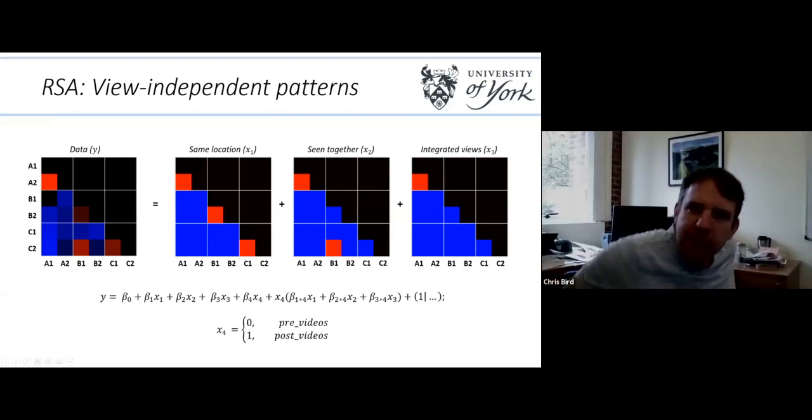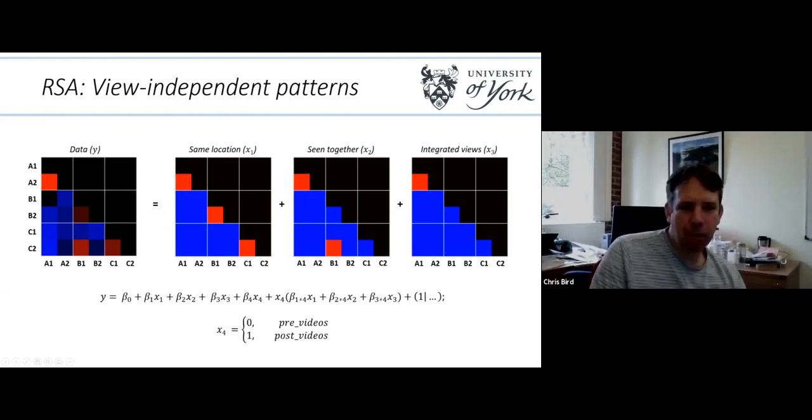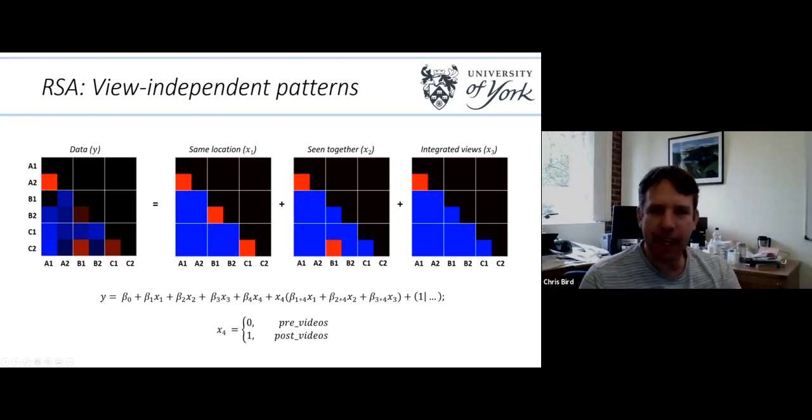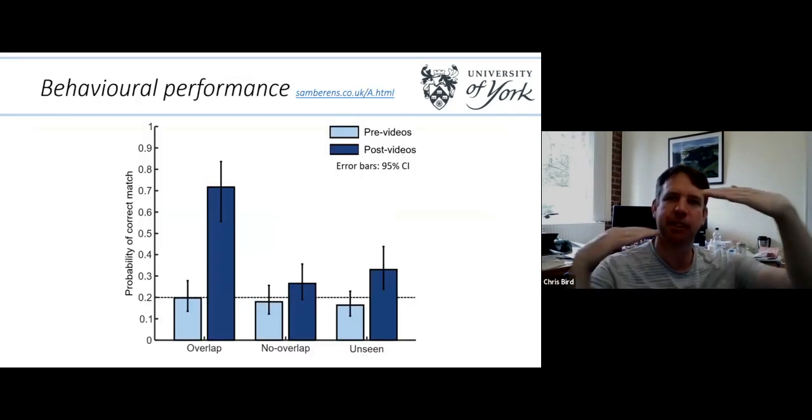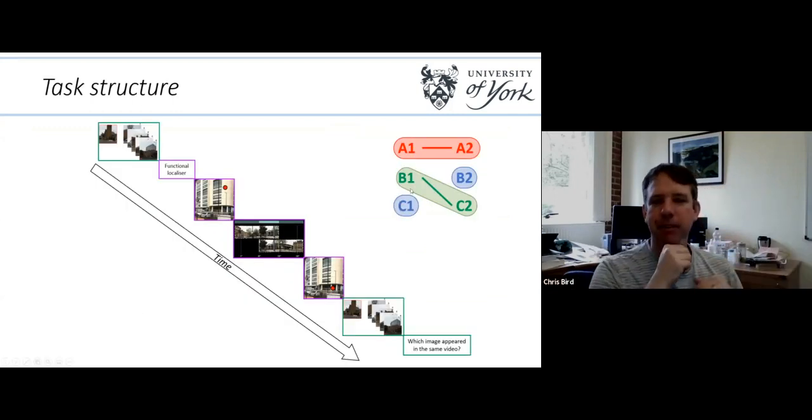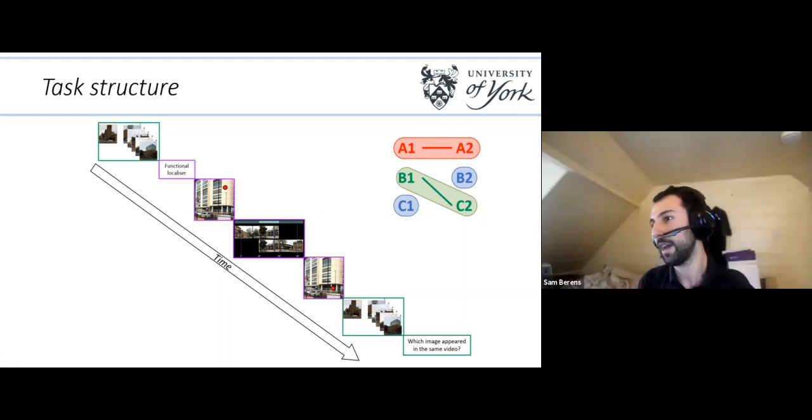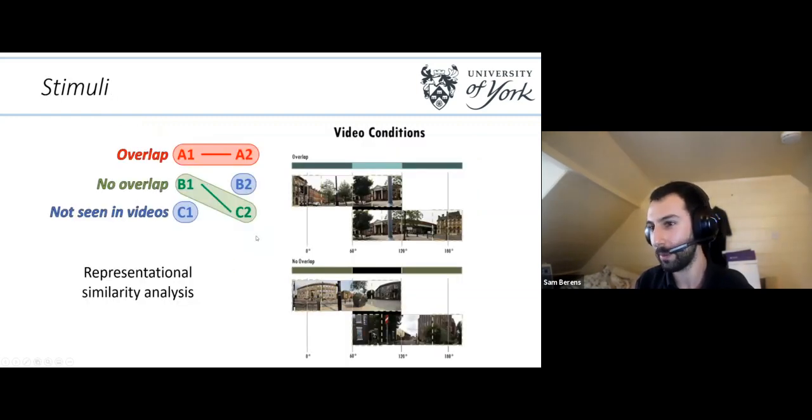Sam, can I ask a question? Yeah, sure. I don't quite get the scene together bit. So C2 and B1 are seen together. Does that mean that they're from different panoramas, but it skipped from one to the other? Right. Okay. Yeah. So they were from different panoramas, but they were shown in the same video. So B1 and C2 might be better over here.